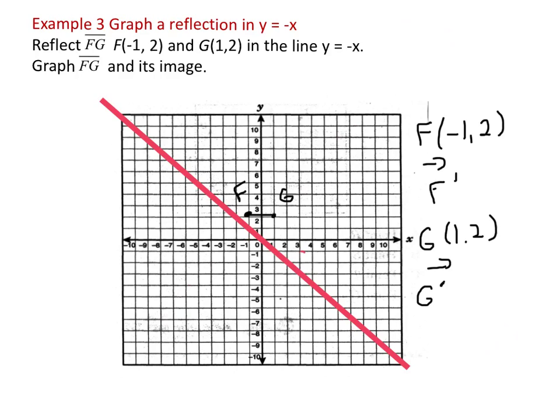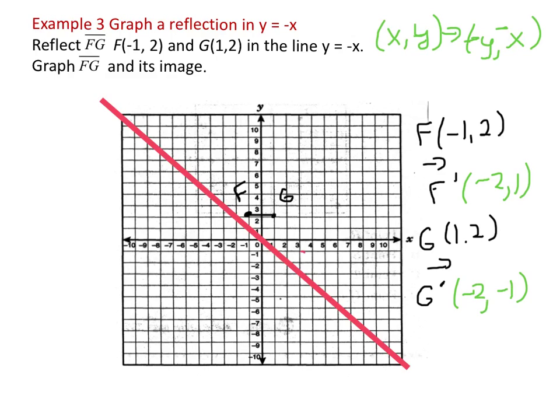Now, once again, we have to remember our rule. Our rule says that we have a point (x, y), and when we reflect it across y equals -x, we're going to turn it around, and because it said negative, we're going to change the sign on both of them. So it's going to be (-y, -x). So my new F prime is going to be (-2, 1). My G prime is going to be (-2, -1). So again, flip them around and change their sign. So F went to (-2, 1). So that's F prime. And G prime went to (-2, -1). So there's G prime. So there's my reflection across the line y equals -x.